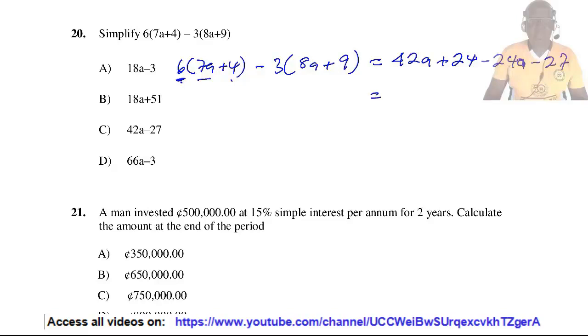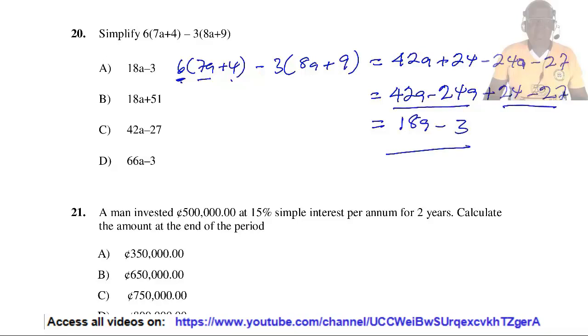So we shall group like items. 42a minus 24a plus 24 minus 27. So 18a over here and then minus 3 over here. So the answer is A.